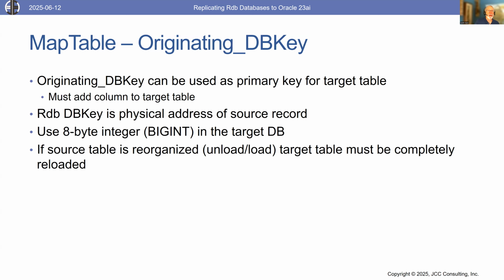If you do use originating DB key, you actually have to add that column to the target database. In RDB, it's a physical address of the source record. You need an 8-byte integer, sometimes called a big int. In Oracle, it's called a number in the target DB. The risk of using originating DB key is that if you reorganize the source table, then the DB keys change, and so you have to completely reload the target table. But that's an issue we can discuss in more detail in another talk.